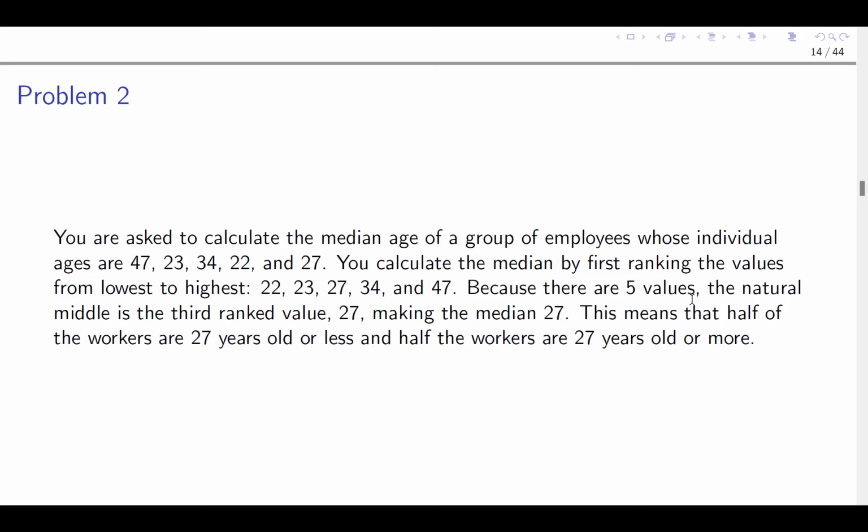Now there are simply 5 values, so it's very easy to identify the median. The median is the middle value. So if you look at these 5 values, 1, 2, 3, 4, 5, 27 is the number in the middle of these ranked values. So our median is 27. So it means that half of the workers are 27 years old or less, and half of the workers are 27 years old or more. All right.